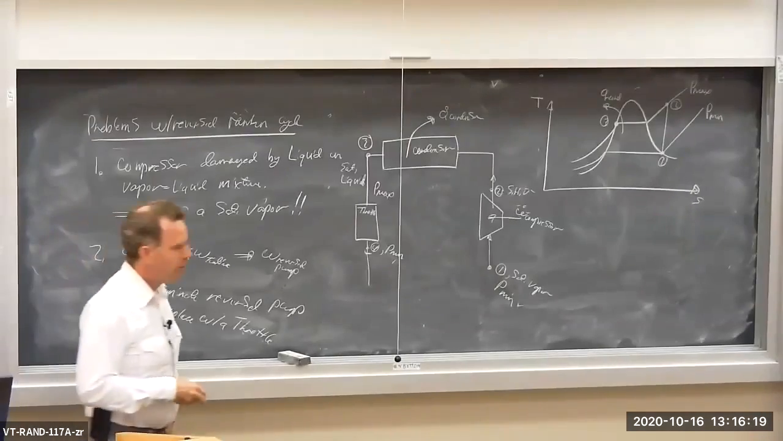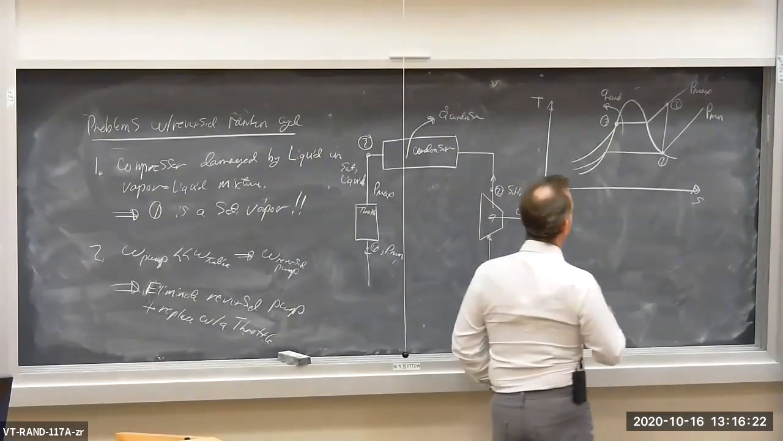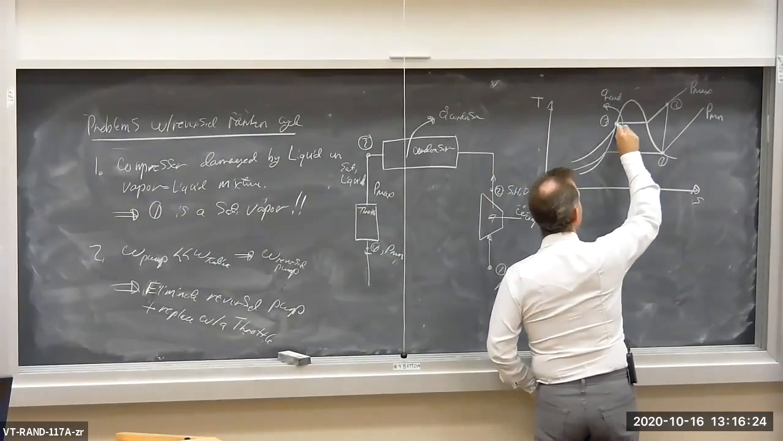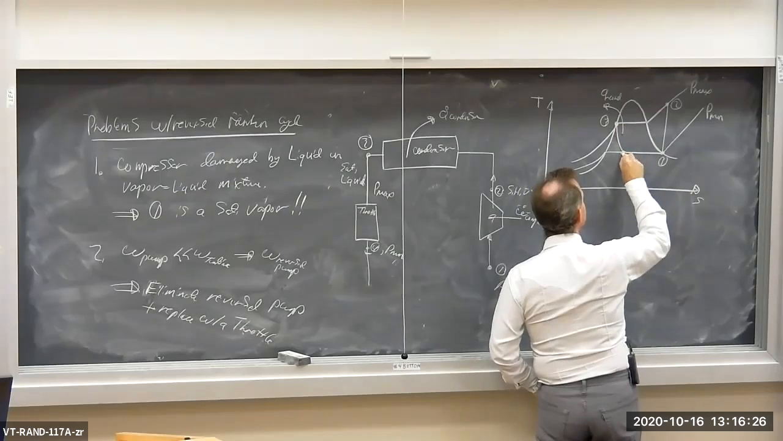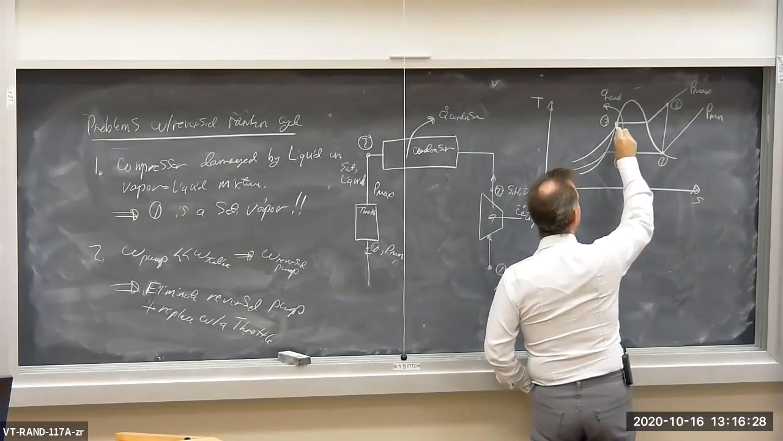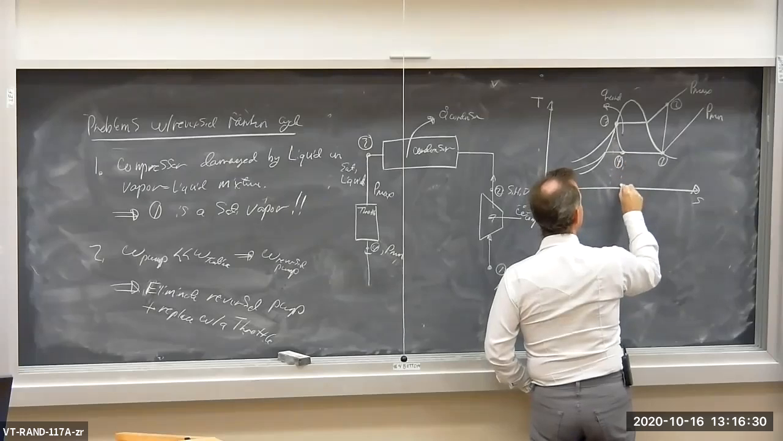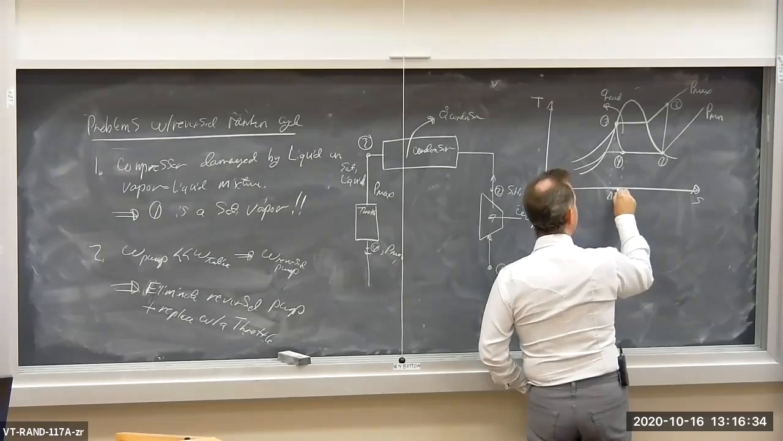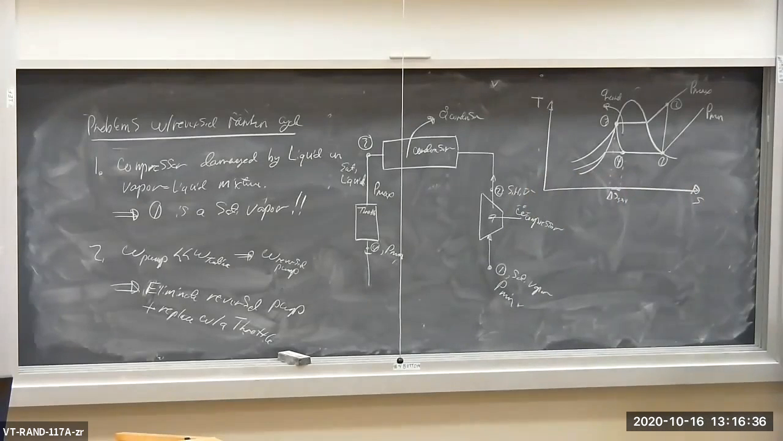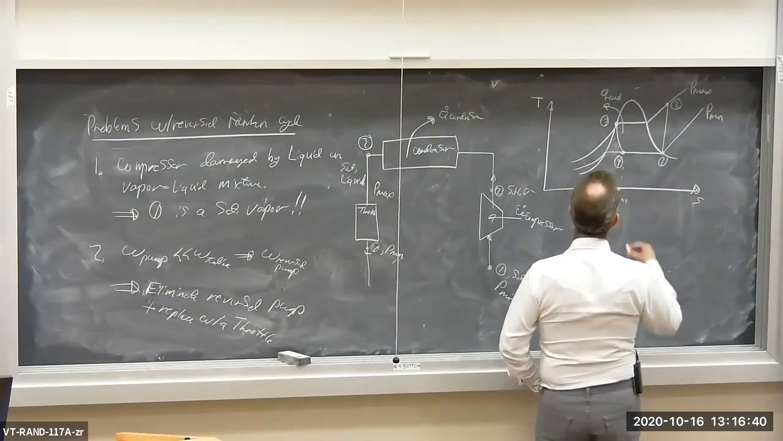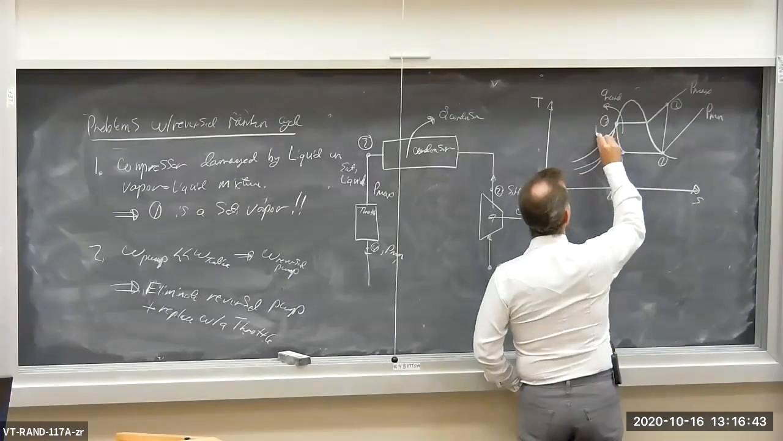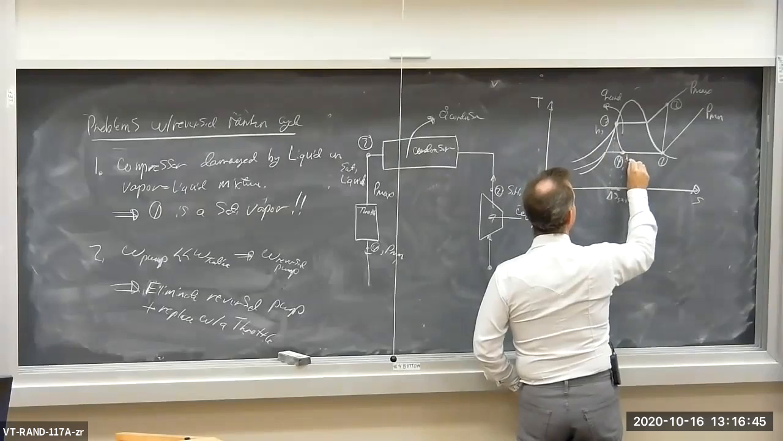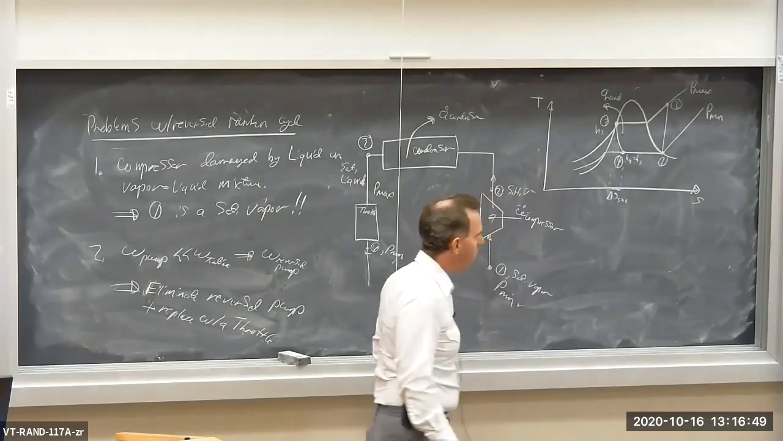Okay? So the expansion process in the throttle looks something like this. Entropy goes up. So this is delta S from 3 to 4. Entropy goes up. Temperature and pressure fall. Enthalpy is the same. So note H3 and H4 are the same. So H3 is equal to H4.